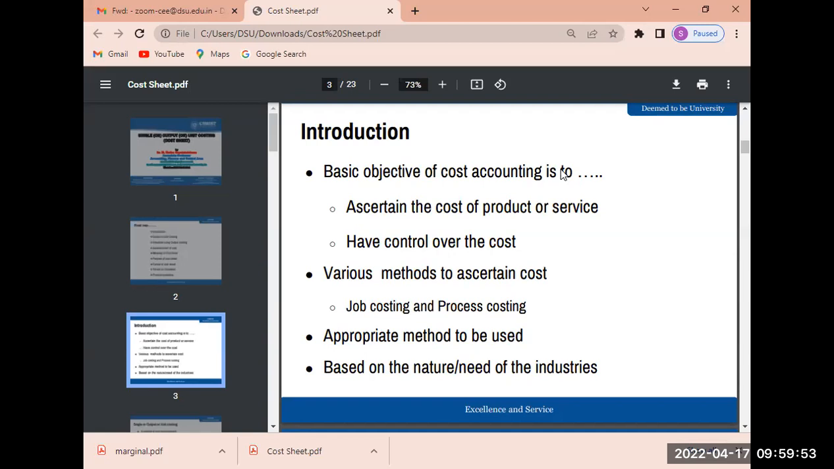So refineries, textile industries use process costing. Any product that is identical in nature, they just produce for stock. They produce and just keep it in stock. A customer will come and buy it. Those companies should apply uniform costing or unit costing. Otherwise, it is called output costing.